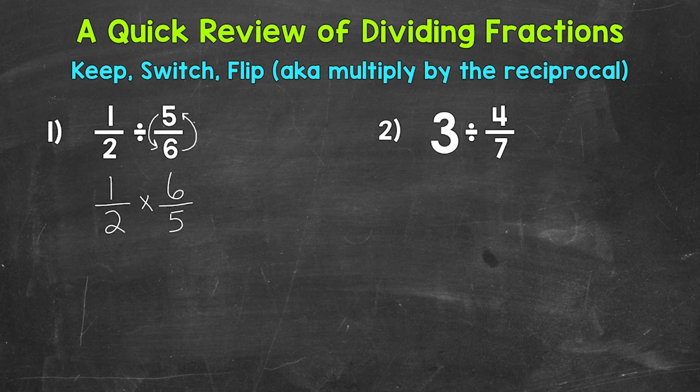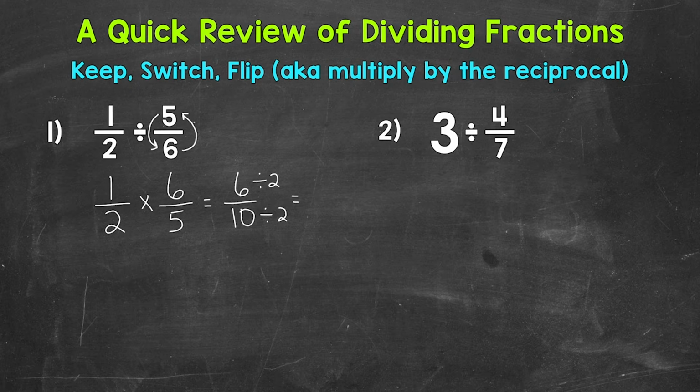1 times 6 is 6. 2 times 5 is 10. So we get 6/10. Now 6/10 is our answer here, but we can simplify. We have a common factor other than 1 that we can divide both 6 and 10 by in order to simplify. And that common factor is 2. So let's divide 6 and 10 by 2 here in order to simplify.